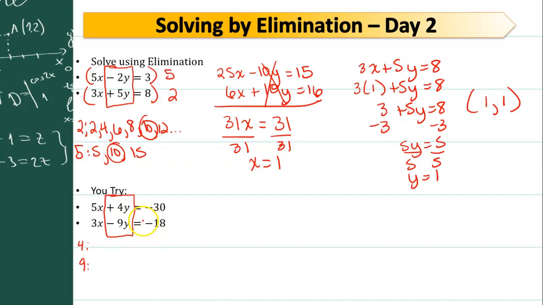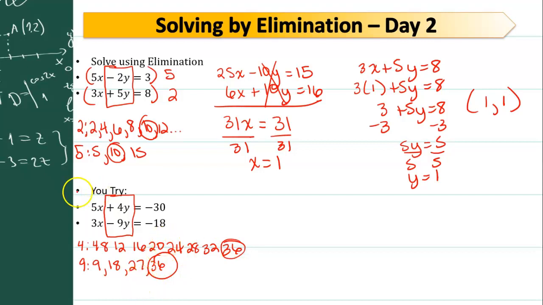Welcome back. If you tried to get rid of your y's, your multiples of 4 become 4, 8, 12, 16, 20. I can keep going if I need to. Let's try the 9's. 9, 18, 27, 36. I haven't hit it yet, so let's go back to the 4's and try again. So 24, 28, 32, 36. There we go. A common multiple for 4 and 9 is 36. So in order to make 36, 4 times 9 gives me 36. 9 times 4 gives me 36.